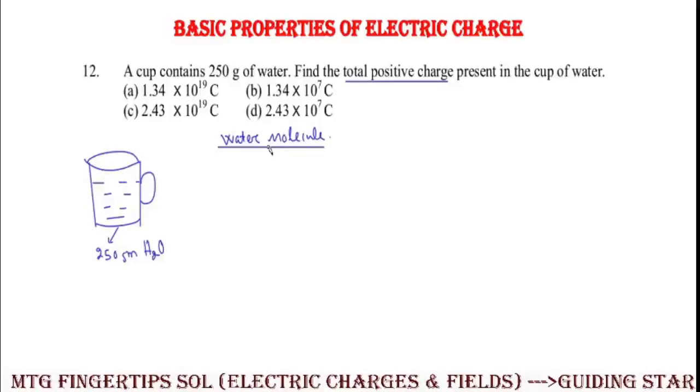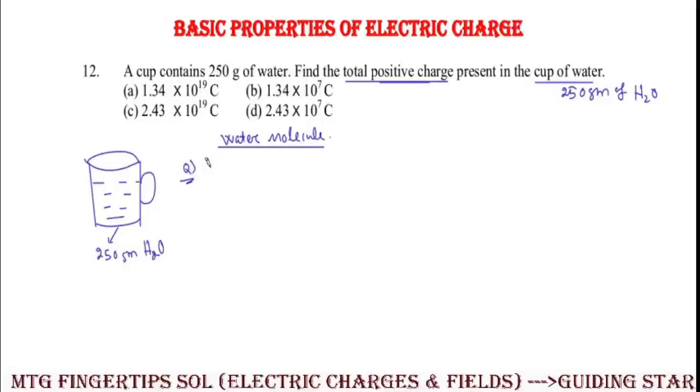And here in this particular case, if you take a single water molecule, the amount of positive charge will be the same as the amount of negative charge. If it is, then only it will remain neutral. So here in this particular case, what it is asking is the total positive charge present in a cup of water. That means the total positive charge present in 250 gram of water.